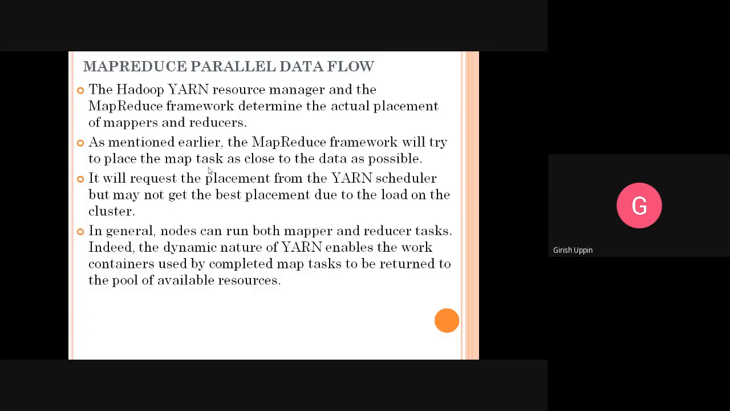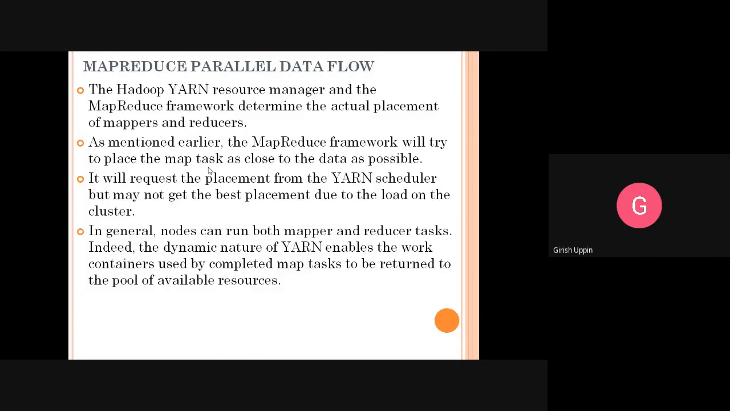It will request placement from the YARN scheduler, but may not get the best placement due to the load on the cluster. So it depends on the load. The best placement is the placement of the map task on the server where the actual data slice resides. That is the best case, but it depends on the load. In general, a node can run both a mapper as well as a reducer. Each of the nodes is capable of running both the mapper and the reducers.